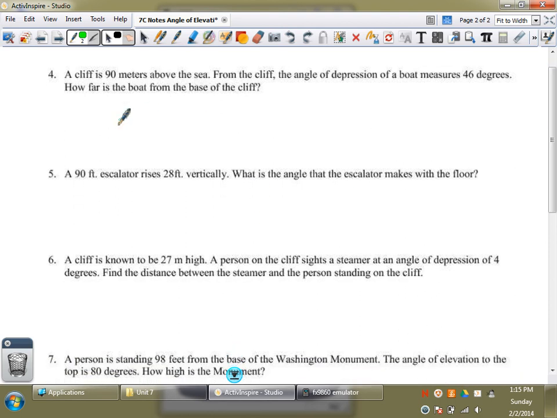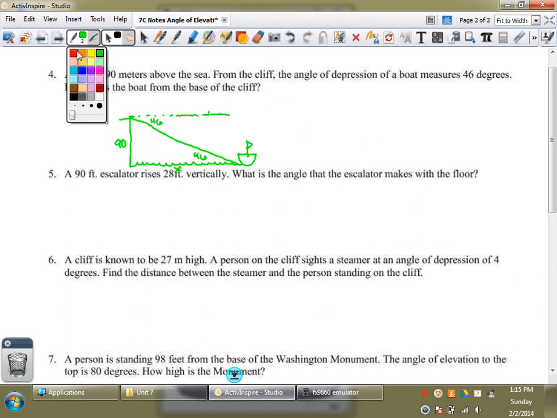That's fine. A cliff is 90 meters above the sea. So here's our cliff, and that's 90. And there's the sea. And then there's a boat. Look at that artwork. And the angle of depression of the boat is 46 degrees from the cliff. So here's our triangle. Remember, the angle of depression is always, it's not here, it's a horizontal line compared to the line of sight. So that's 46, which means this is 46. How far is the boat from the base of the cliff? That's this down here. We want to know that.